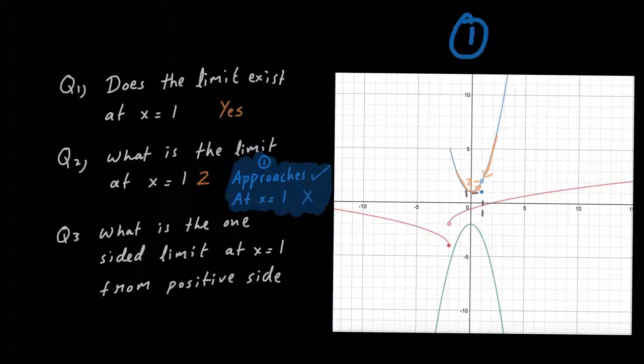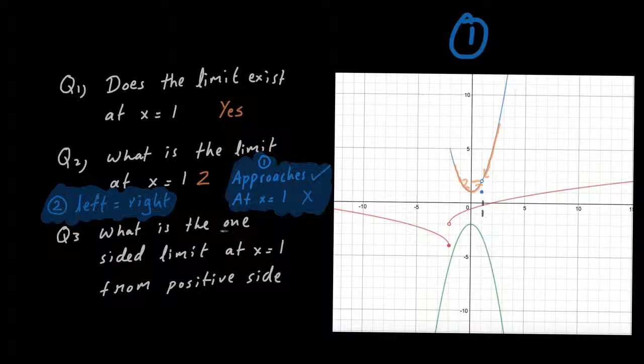The first is that it does not matter what x is at 1. The only thing that matters is what is the value as x approaches 1. The second one is that it should approach the same value from left and right, which is true in this scenario because we can see that if we approach from the right, the value is approaching 2, but if we approach from the left, it is still approaching 2.